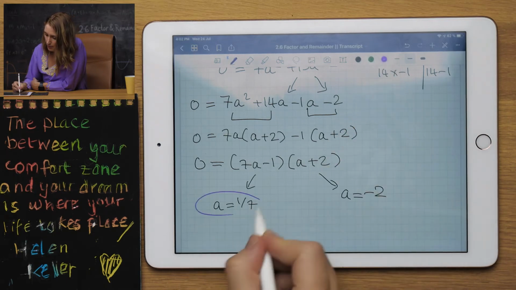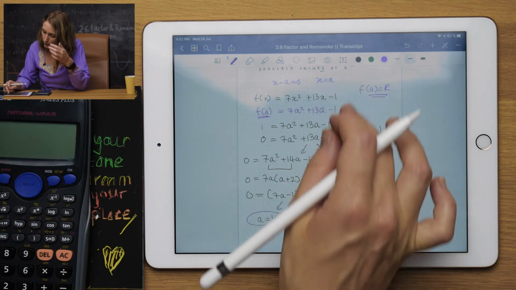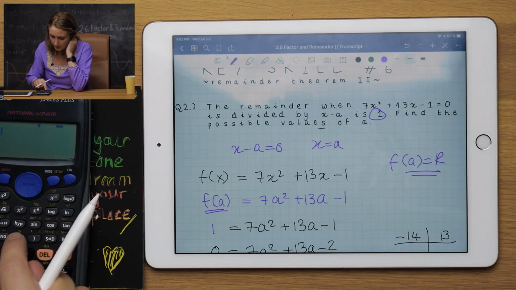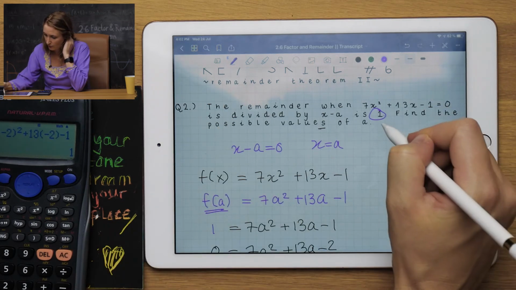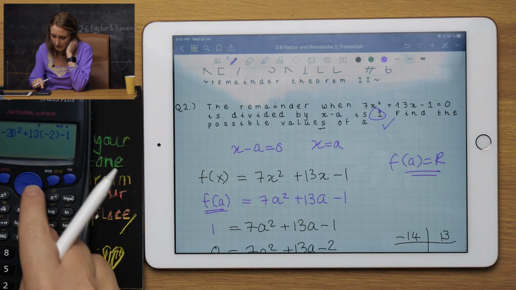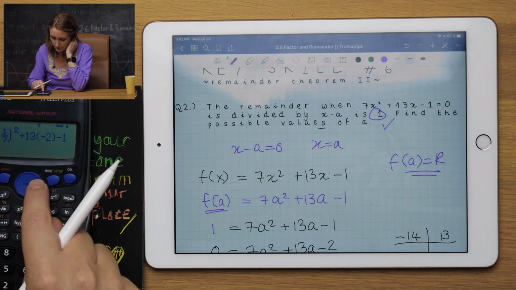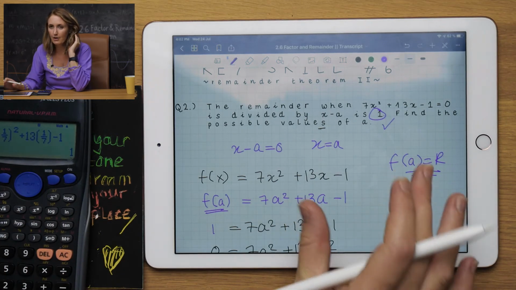I'm going to check both of these by substituting them back into the original equation and checking I get an answer of 1. So 7 times minus 2 squared plus 13 times minus 2 minus 1. That gives an answer of 1. And we can do the same for 1 over 7. Boom, both of them are correct.